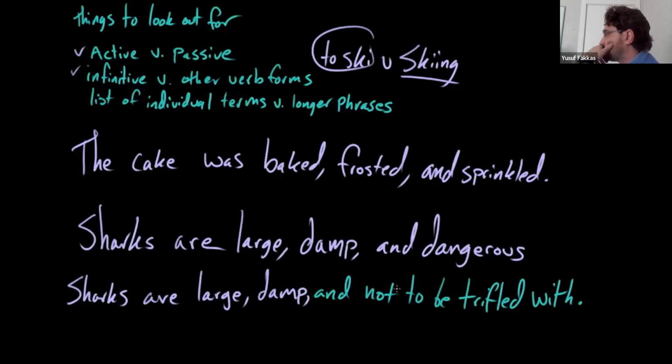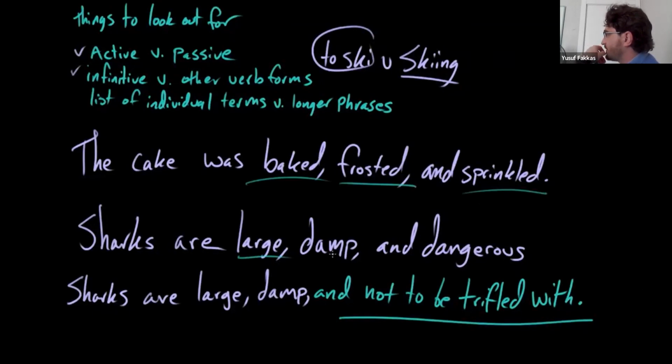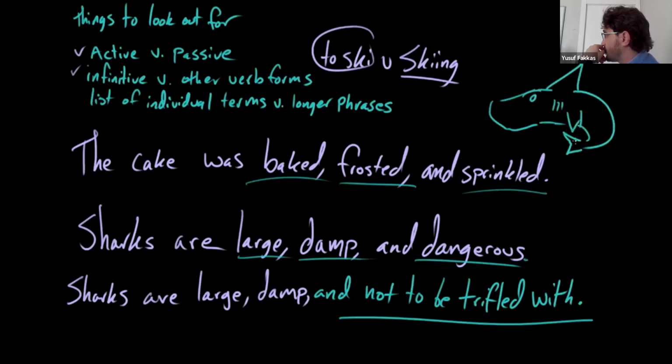If you are trying to draw attention to this last element, then yeah, you might want to break parallel structure. But we want to make you aware that there is just a sort of general tendency towards making your sentences harmonious in this way. Baked, frosted, and sprinkled, large, damp, and dangerous. And then when you want to have access to that ability, to really draw attention to that last element, then you can say, you know what? I'm going to make this perpendicular.